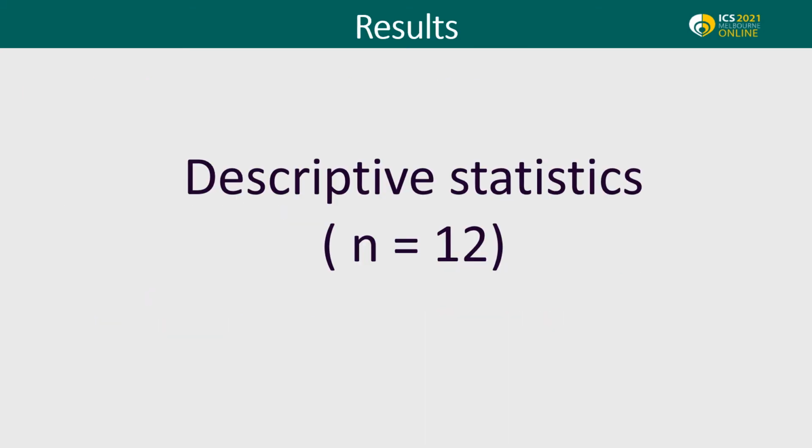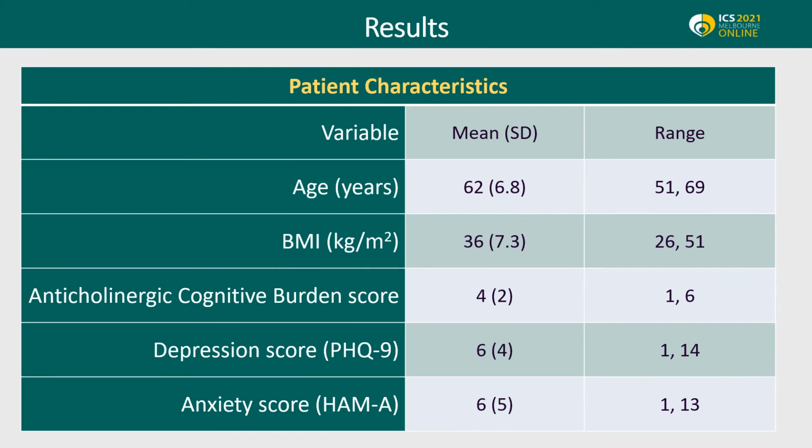Here are the results of our study for the 12 women who met eligibility criteria. There were no subjects excluded due to poor image quality or due to the exclusion criteria. Here are descriptions of the patient characteristics. The mean age was around 62 years old, and BMIs were on average in the overweight or obese category. Here are the mean values for the anticholinergic cognitive burden score and the depression and anxiety scores.